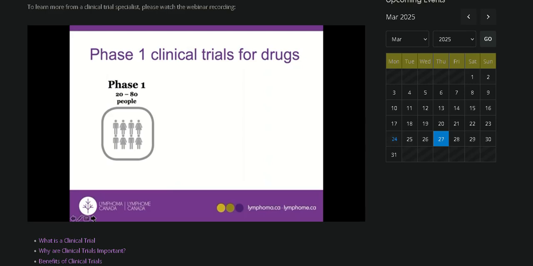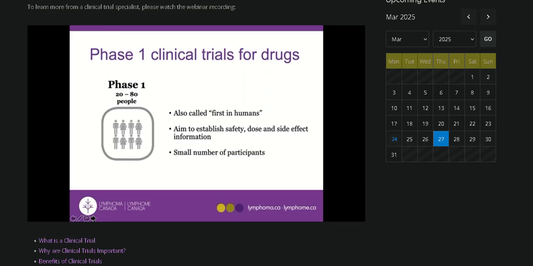So phase 1, as I mentioned, generally is a small number of people. The goal here is to really look at the safety of the treatment. And sometimes you'll hear this called first in humans because this is the phase where this is the first time that the treatment has been used in people. We're looking at the safety, so is it safe to put into people? We look at the dose and we look at the side effect information that's generated when the treatment is used in people. And it's a small number of participants that are really closely monitored.